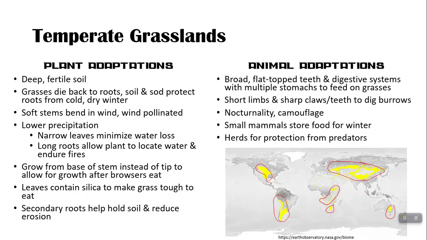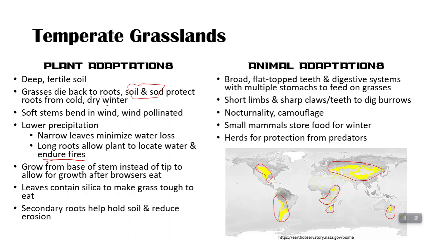So for example, in the winter time, when it's drier, they'll die back to the roots or down to the soil, and then that way the soil and the sod can protect them. So the roots live. The grasses above ground may look like they've died, but the roots live. That also allows the plants to endure fires, because there are some grassland fires too.